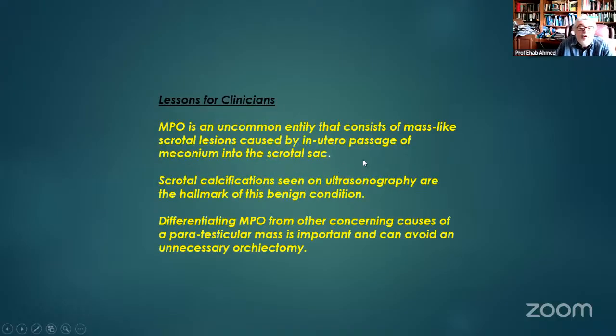So meconium periorchitis is uncommon and consists of mass-like scrotal lesions caused by in utero passage of meconium into the scrotal sac. Calcifications in the scrotum seen on ultrasonography are the hallmark of this benign condition. Differentiation from other concerning causes of a paratesticular mass is important and can avoid an unnecessary orchiectomy. Yes, because if you suspect teratoma and you don't do enough investigations, or you think it's torsion and there is interference with the blood flow and the surgeon suggests orchiectomy, this is a catastrophe. You are getting rid of a normal testicle for no need.